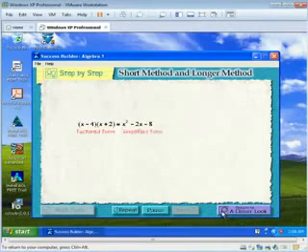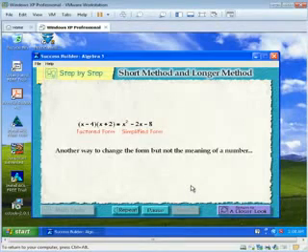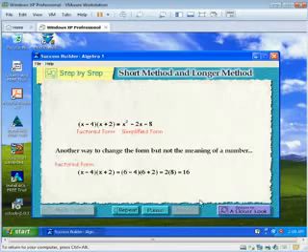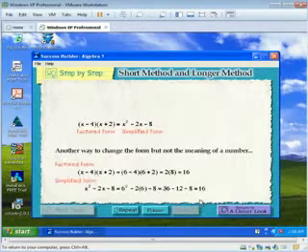The product is called simplified form. This is just another way of changing the form but not the meaning of a number. Let's try x equals 6 to verify that both forms have the same meaning. It works. They do have the same meaning.